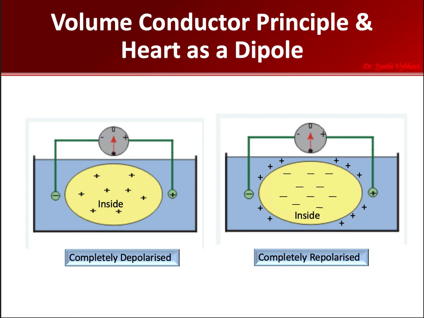When myocardial tissue is either completely depolarized or completely repolarized, there is no fluctuation in the needle, you won't have any vector, and the heart doesn't act as a dipole. Whereas when the heart is undergoing depolarization, there is positive as well as negative in the given heart or given tissue. It acts as a dipole, there is an electrical field, and you can represent it as a vector.